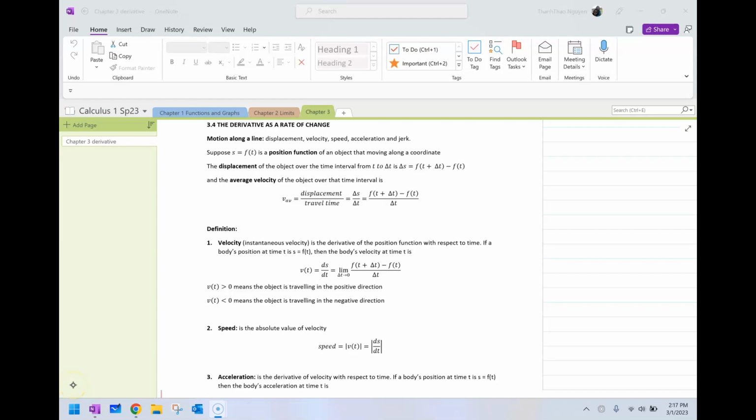Derivative as a rate of change. Motion along a line: displacement, velocity, speed, acceleration, and jerk. That is what we will go over today.